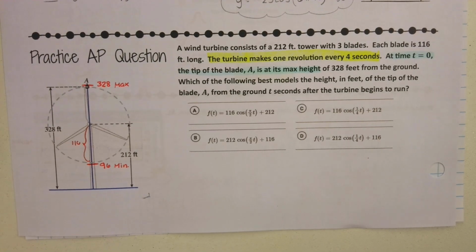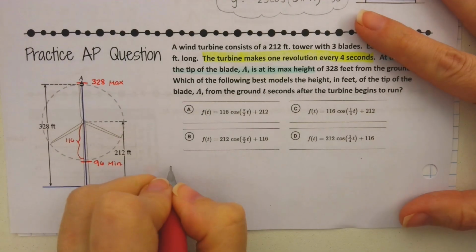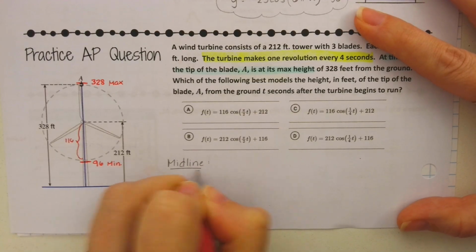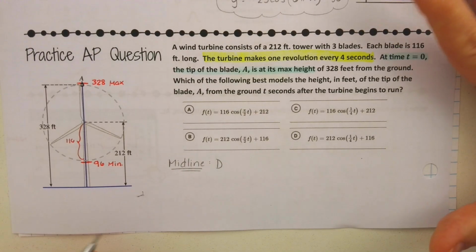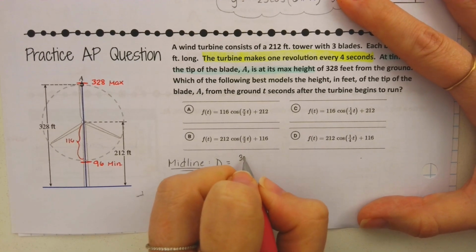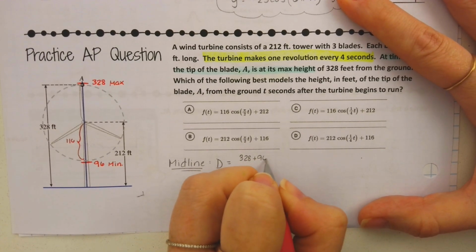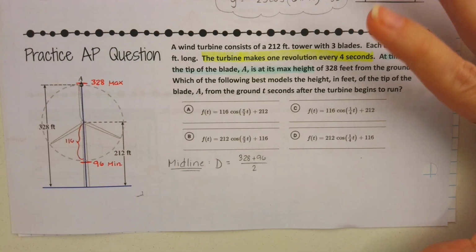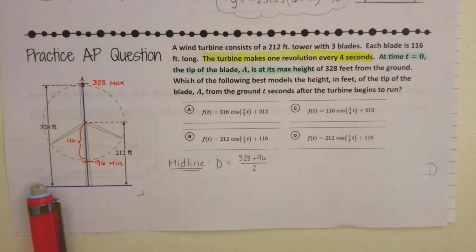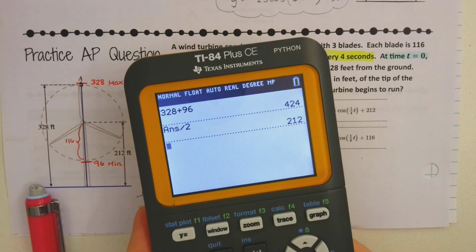Once we know the max and min, we can easily find our midline and our A value. Midline, that's D. D is found by doing maximum plus minimum, 328 plus 96 divided by 2. Let's do it. 212.